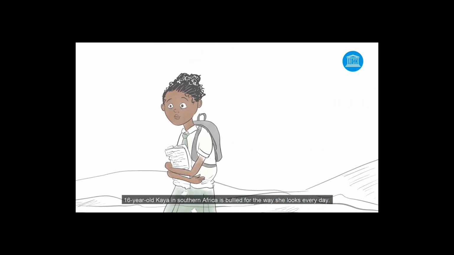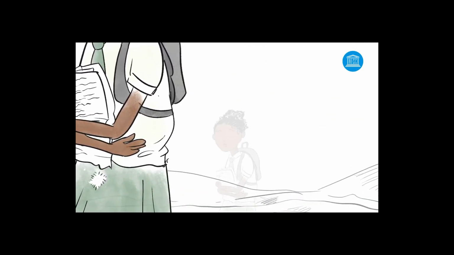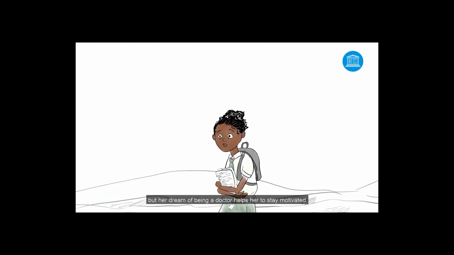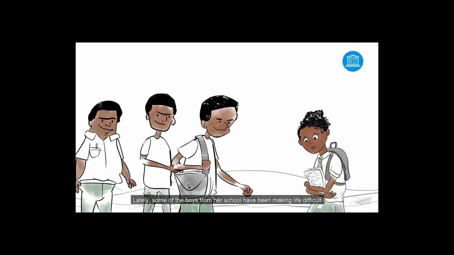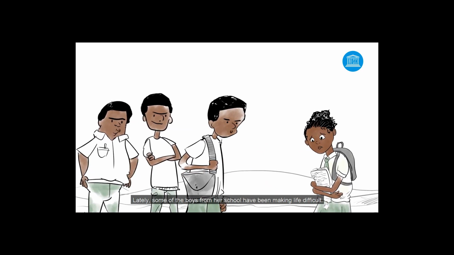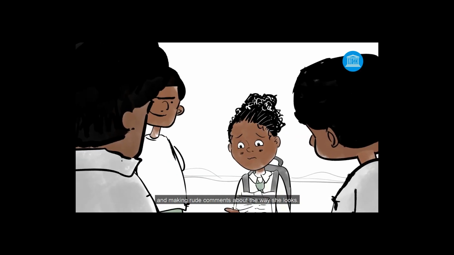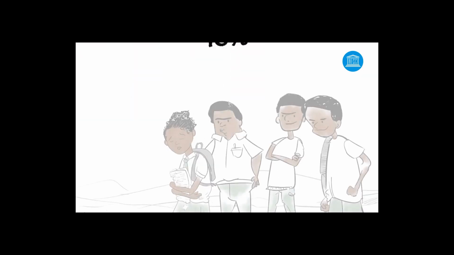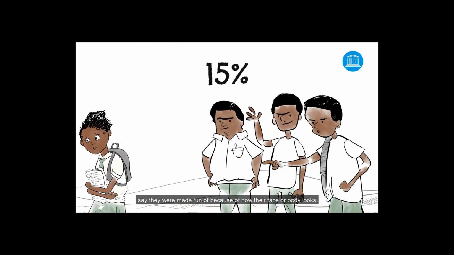16-year-old Kaya in Southern Africa is bullied for the way she looks every day. Her parents are poor and can't afford to buy her shoes or a new uniform. Every day she walks kilometers to get to school. It's not easy, but her dream of being a doctor helps her to stay motivated. Lately, some of the boys from her school have been making life difficult. They wait for her along the path, crowding around her and making rude comments about the way she looks. When she tells them to leave her alone, they just laugh. Over 15% of bullied students say they were made fun of because of how their face or body looks.